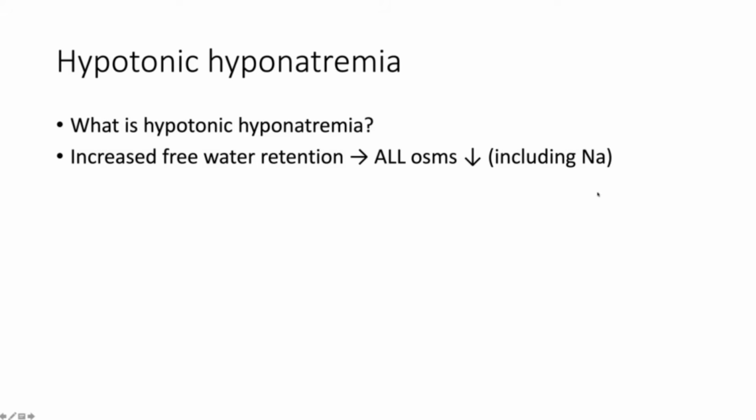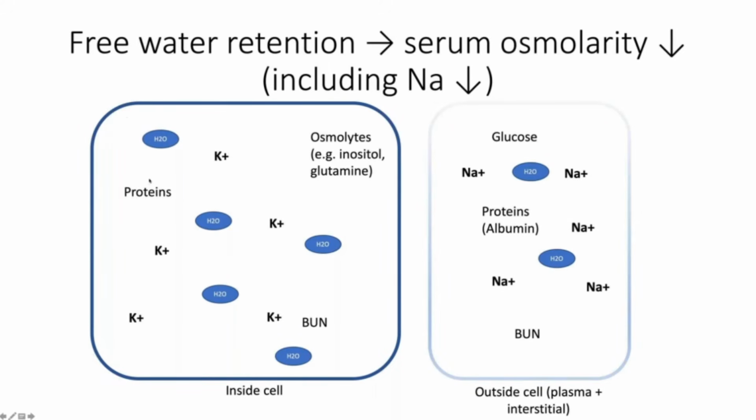This will make more sense as we flash on more examples. Okay, so this is inside the cell and this is outside the cell, so this would be plasma and interstitium, and this would be inside the cells. Let's say you had SIADH and you retain a ton of free water, or alternatively you drink tons and tons. Regardless, you have extra free water. So the amount of my sodium and my other solutes is going to go down. All of my osmolarity is going to go down, and my sodium is going to go down.